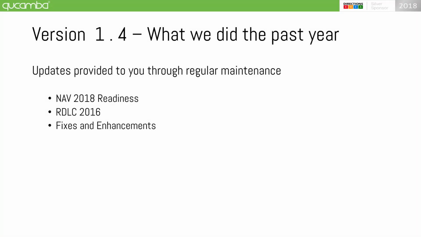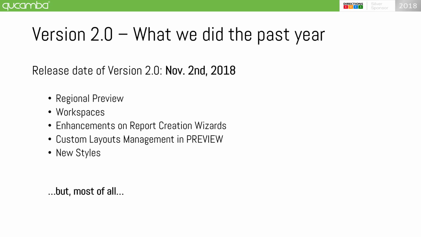Some of our improvements had already been shipped with version 1 in order to keep our customers up to date, especially when using the most recent versions of Dynamics NAV. The most important improvement to version 1 was the implementation of RDLC 2016, which Microsoft started to use with Dynamics NAV 2018. And of course, these improvements are contained in version 2 as well.